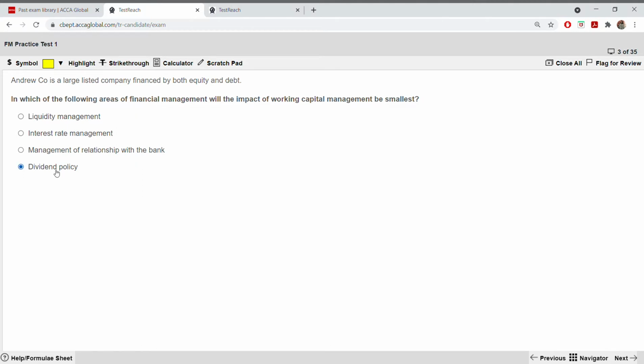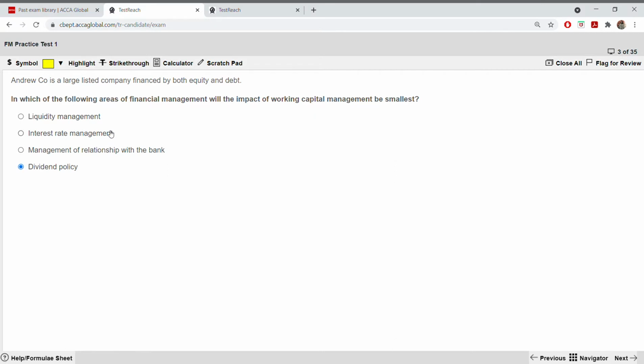Some questions like this might be a little difficult. In that case, what you have to do is first eliminate the wrong answers. Okay, liquidity management, definitely working capital and liquidity go hand in hand. Interest rate management, no, it will work with it. Interest rate, liquidity, working capital, they're closely linked.